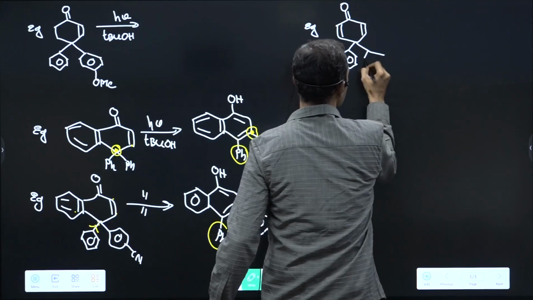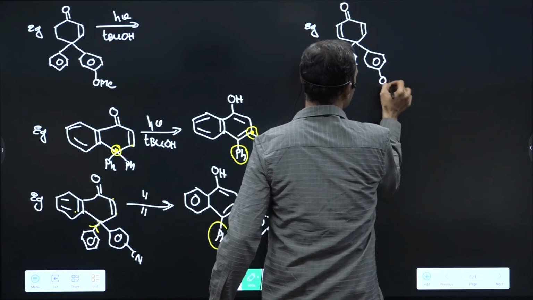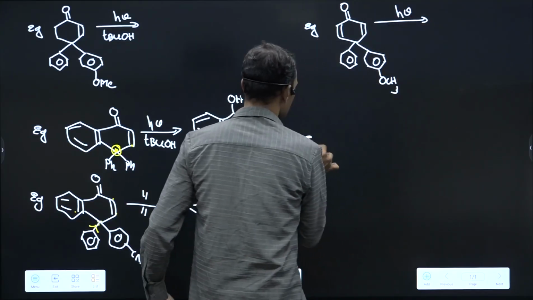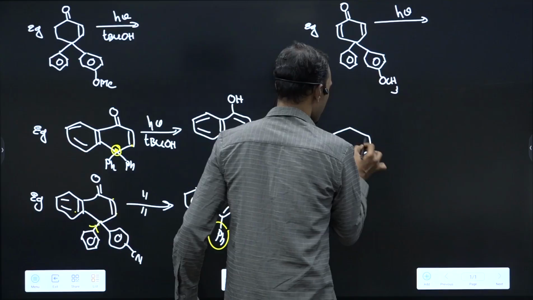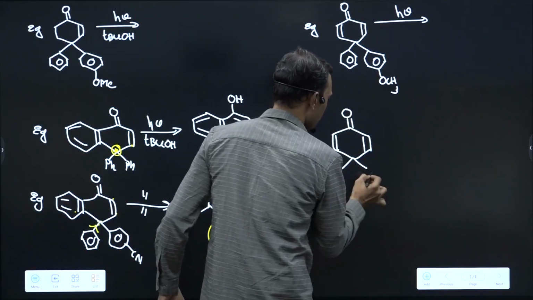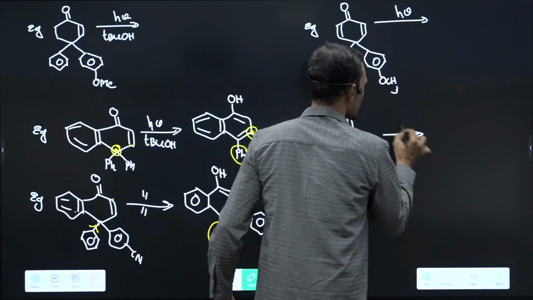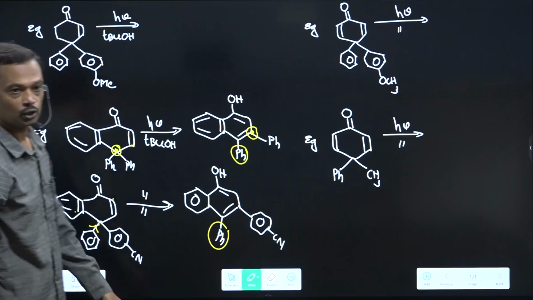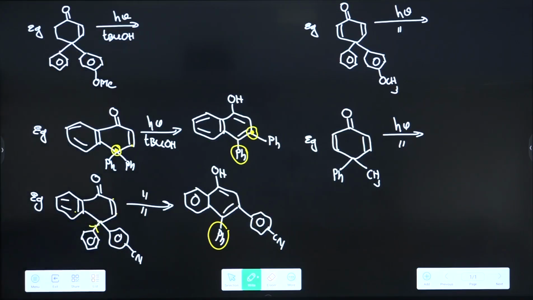Here I am writing benzene and here I am writing methoxy. So photochemically, what is your answer? Here Ph and this is CH3. Photochemically, what is the answer? It looks like a dienone-phenol rearrangement, but that is a completely acid medium reaction. Right now we are discussing a photochemical reaction.